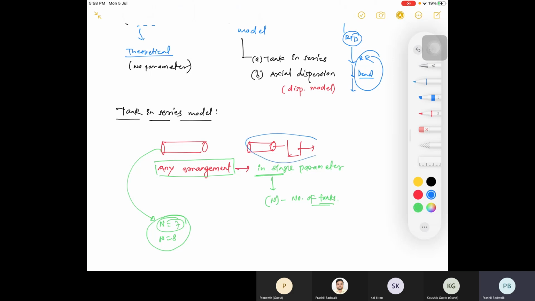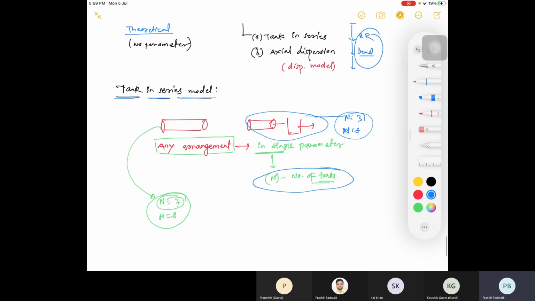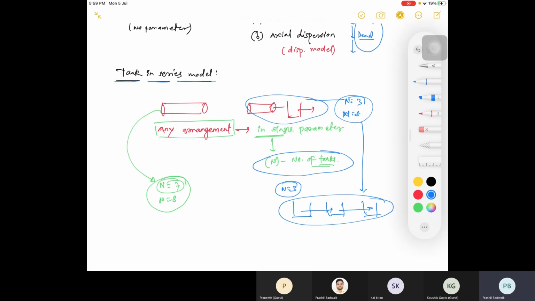For this arrangement, you may get n equal to 3, n equal to 8, any value, right? So we are representing this in terms of a single number, and that number is your number of tanks, and that's why it is called the tanks-in-series model, right? Because you are getting the number of tanks. Suppose n is equal to 3, then you are having 3 tanks in series. So this is basically your tanks-in-series model.